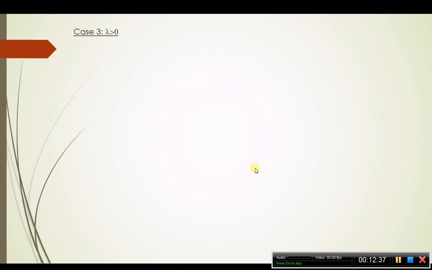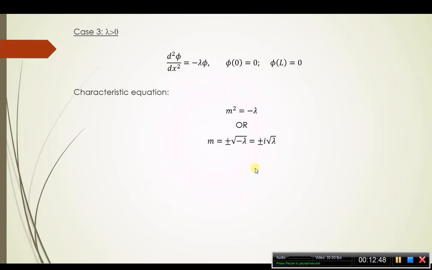Okay, so lambda greater than 0. For lambda greater than 0, again, we have our ODE. We can look at our characteristic equation. The characteristic equation gives us just m squared is equal to negative lambda. Remember, lambda here is positive, so this whole thing is definitely negative. So we can find our roots. We have two imaginary roots.